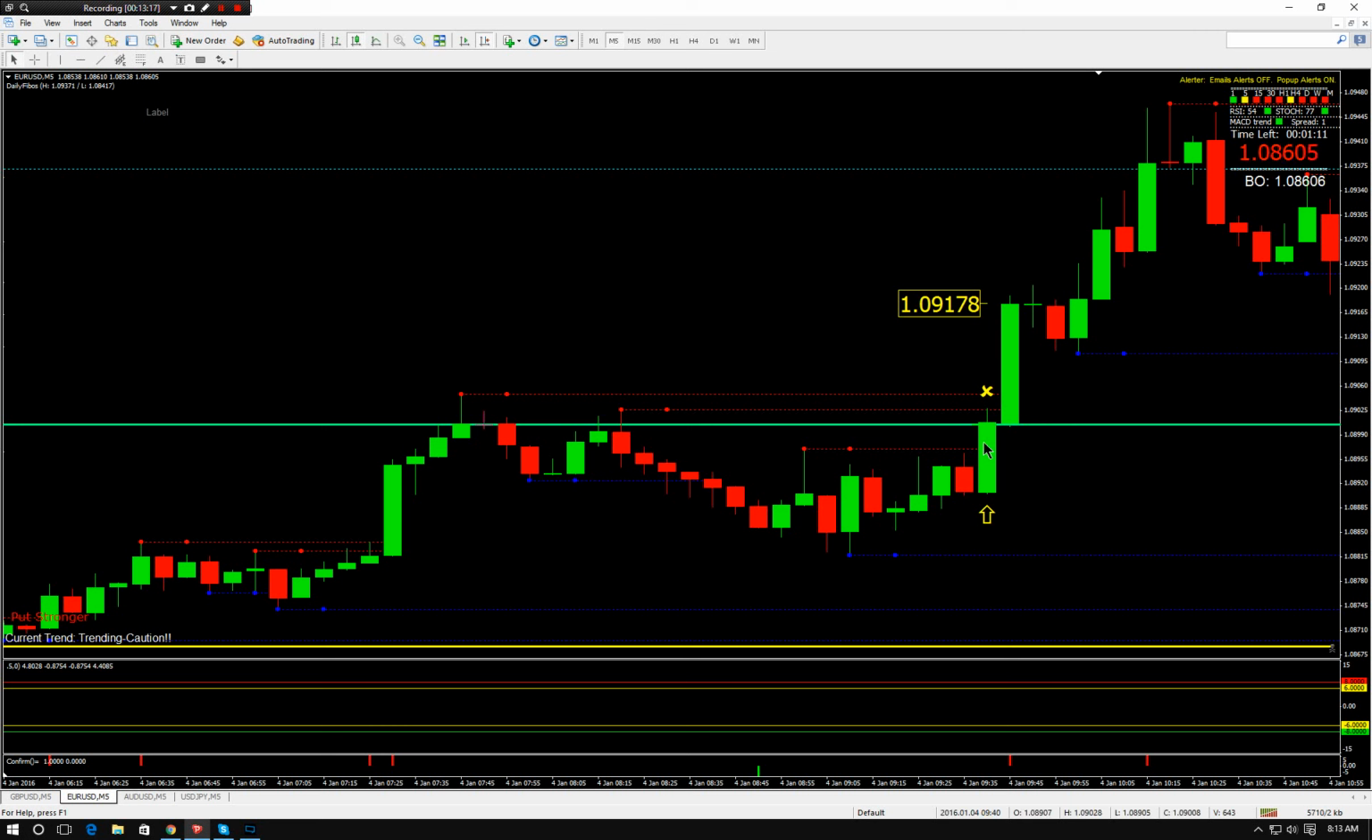Everyone understand, though, why this was a warning candle? Even though it was not the greatest warning candle in the world, it was a warning candle that we had a possible run forming.